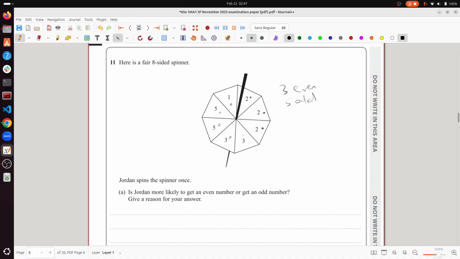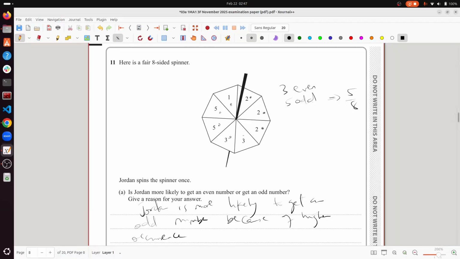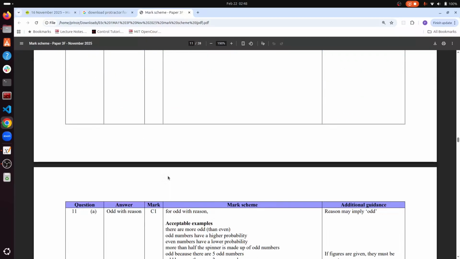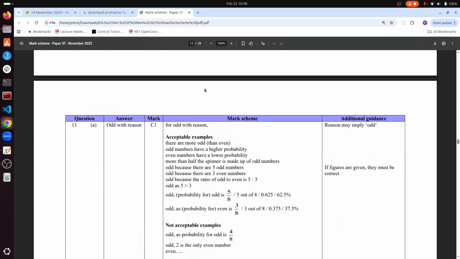So we can say that Jordan is more likely to get an odd number because of higher occurrence. So for odd number, we have 5 out of 8, and for even number, we have 3 out of 8. So it's more likely to get an odd number than an even number. Looking at the mark scheme, number 11, odd with reason.